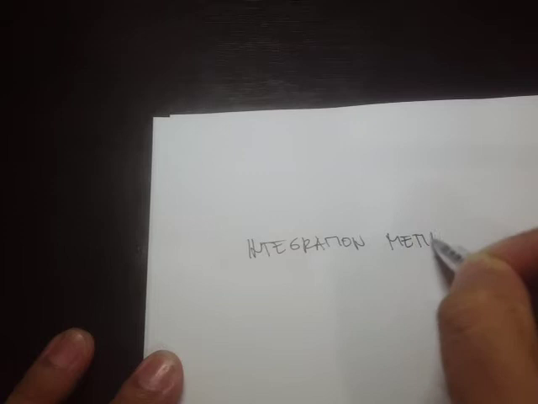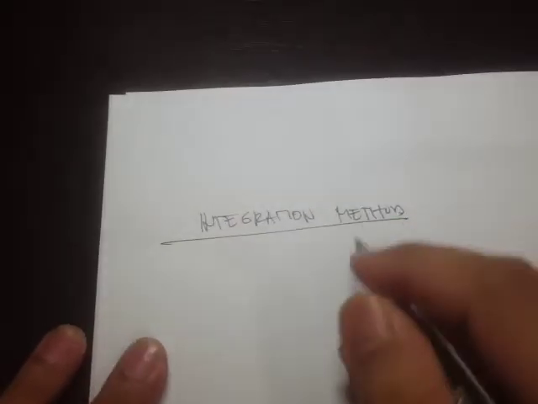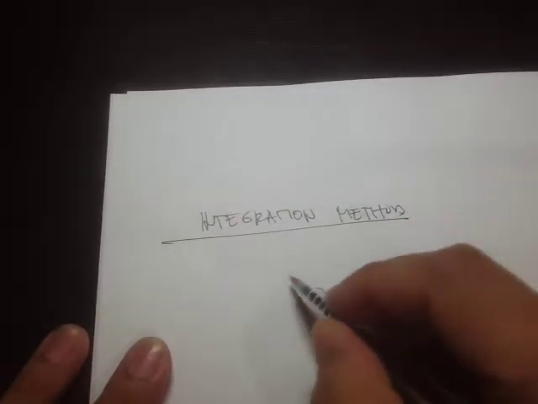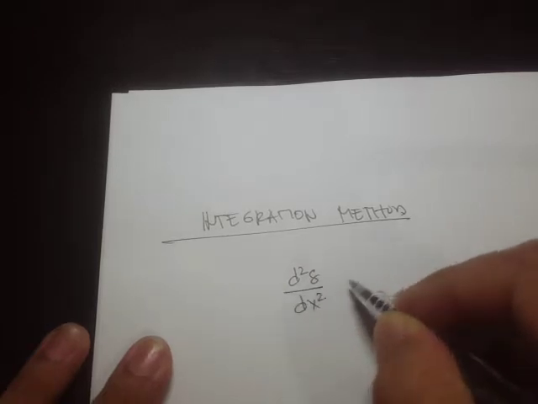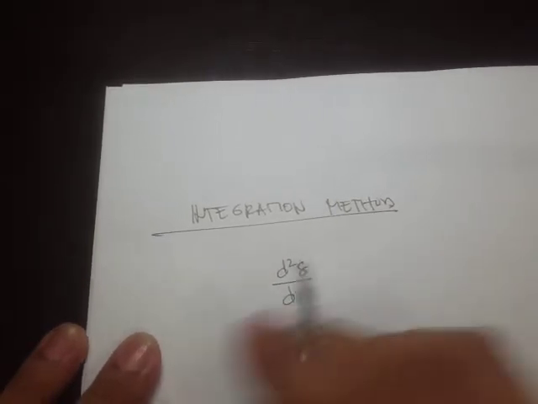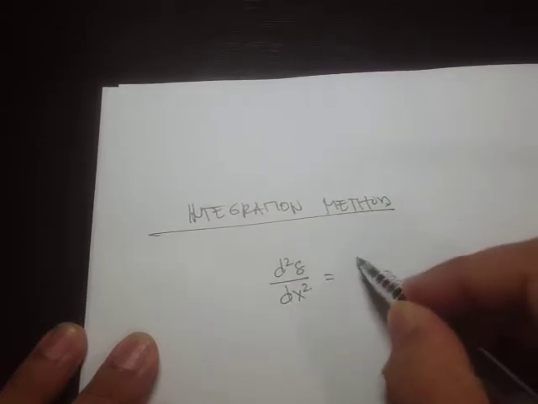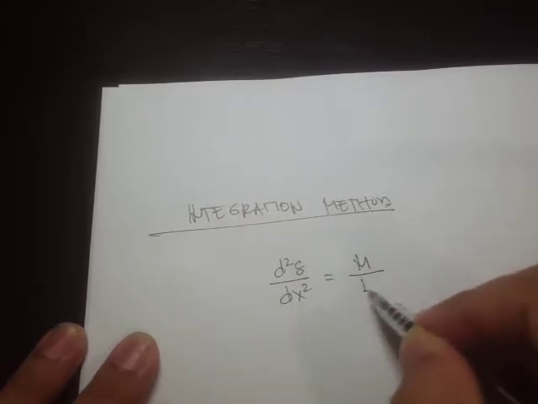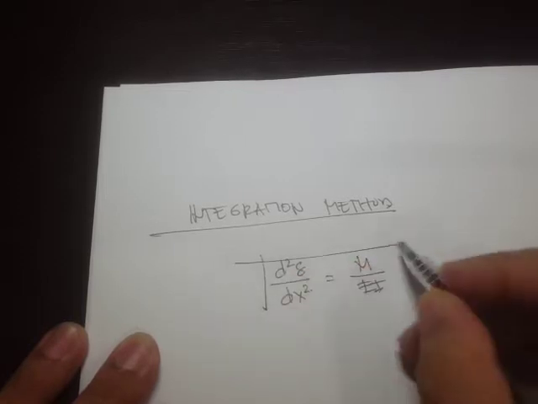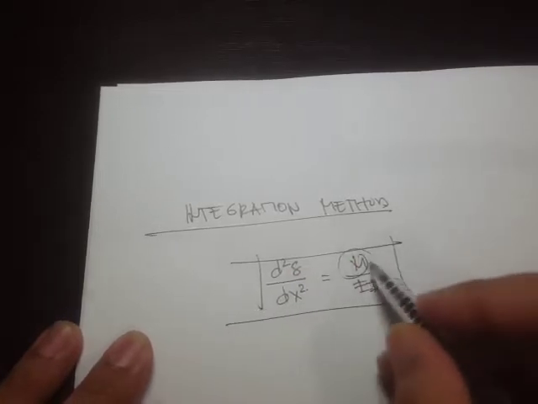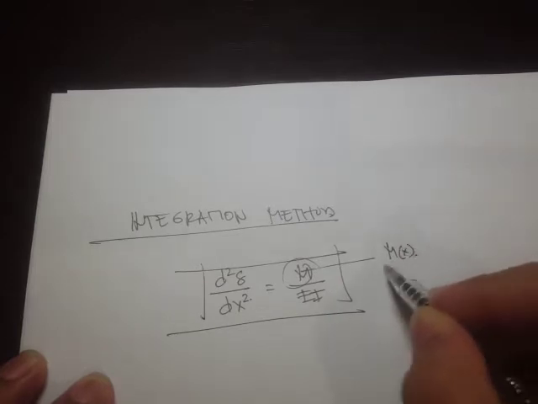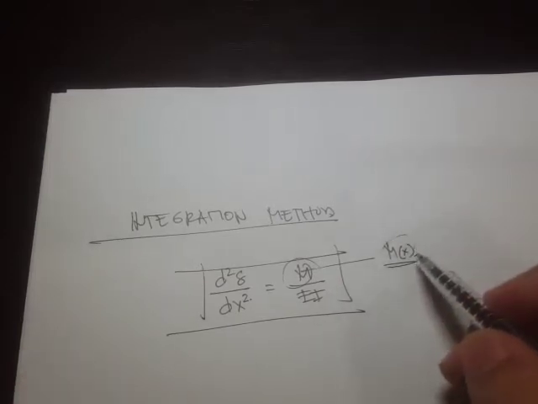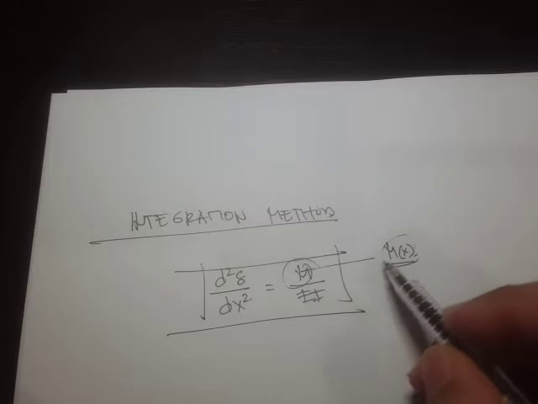This method actually uses the fact that the second derivative of the deflection with respect to x, that's the distance along the length, is just equal to the moment function, so M all over EI. And take note that this M we can write as M of x. However, just to simplify the notation, we can just write M.